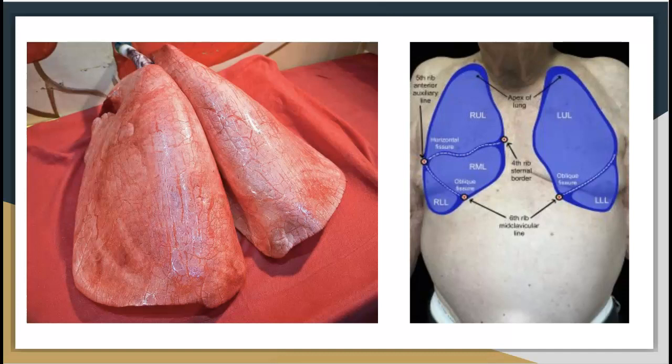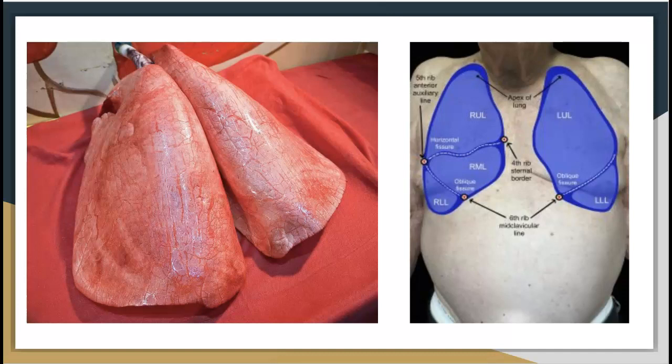It is roughly cone-shaped, and the boundaries include the apex, which is located above the first rib, with 3 borders and 3 surfaces. The 3 borders are the anterior, the posterior, and the inferior. The anterior creates the cardiac notch in the left lung and also creates the pleural reflection. The inferior border, which is thin, separates the lung from the costal surface, and the posterior border, which is thick, extends from C7 to T10 vertebra in the spine, from apex to inferior border.